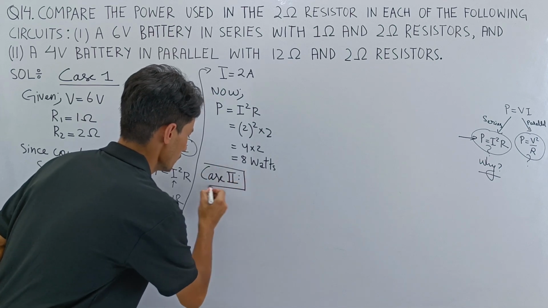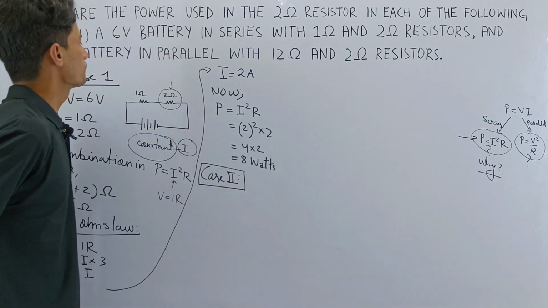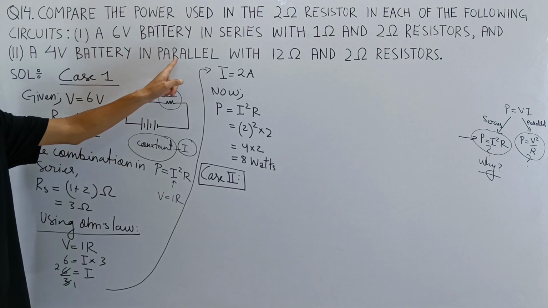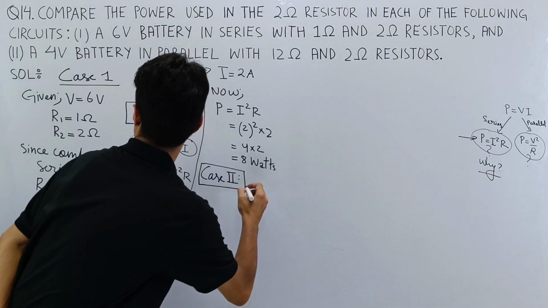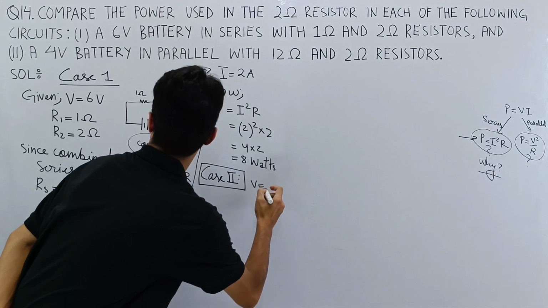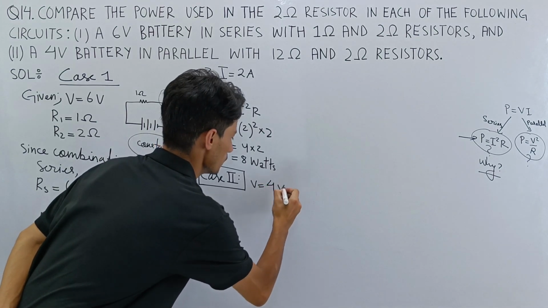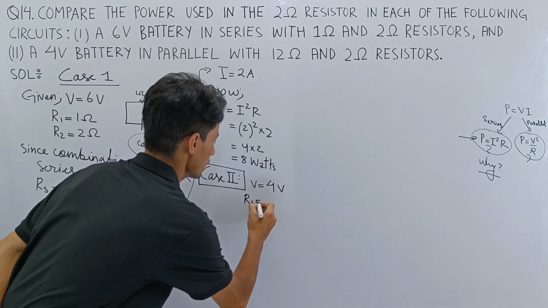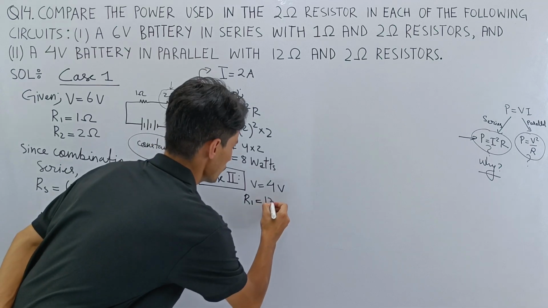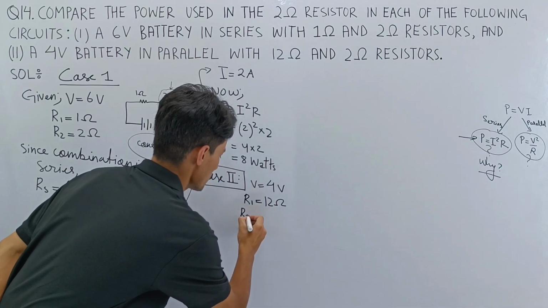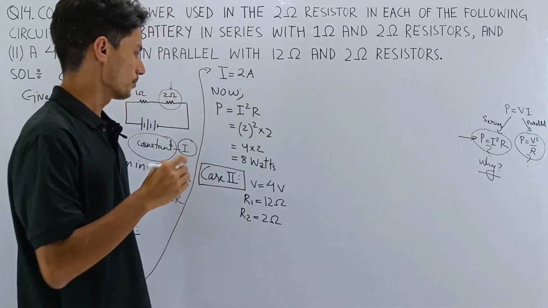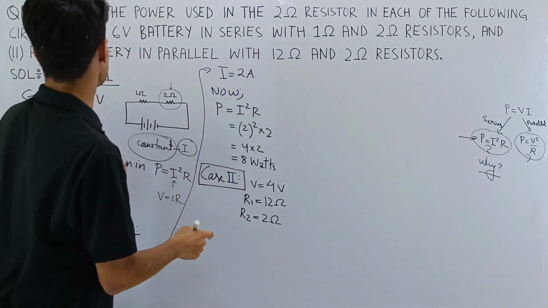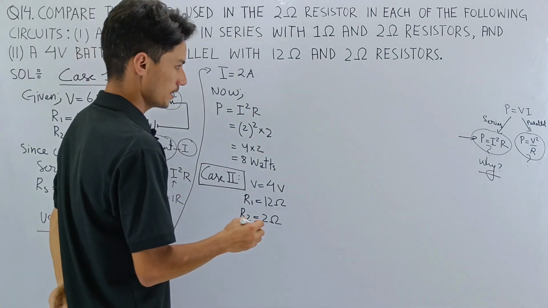In case 2, a 4-volt battery in parallel with 12 ohm and 2 ohm resistor. So in case 2, V is given to us how much? 4 volt, and then R1 is given to us, how much is R1? 12 ohm, and R2 will be 2 ohm. This is in parallel. Yes, it's in parallel. So let us draw the figure.